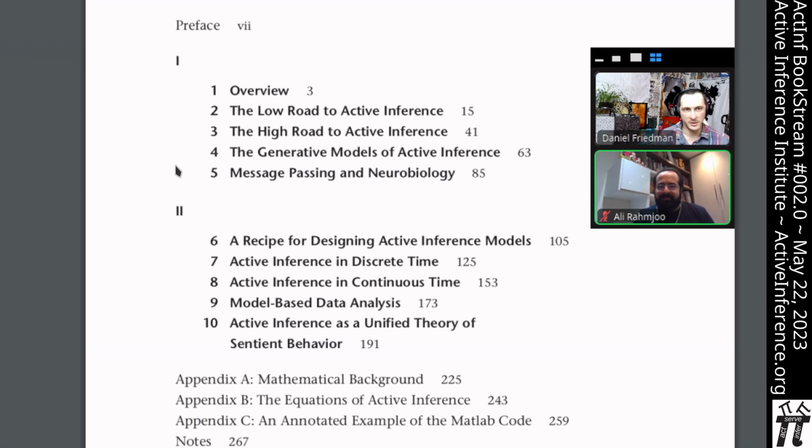This section is going to be the Chapter 1 and overview of the Active Inference textbook. So shown here is the table of contents. There are 10 chapters and 3 appendices in this book, and they're separated into Part 1 with chapters 1 through 5 and Part 2, chapters 6 through 10. Ollie, do you want to give any overview thoughts on the organization or structure of the book?